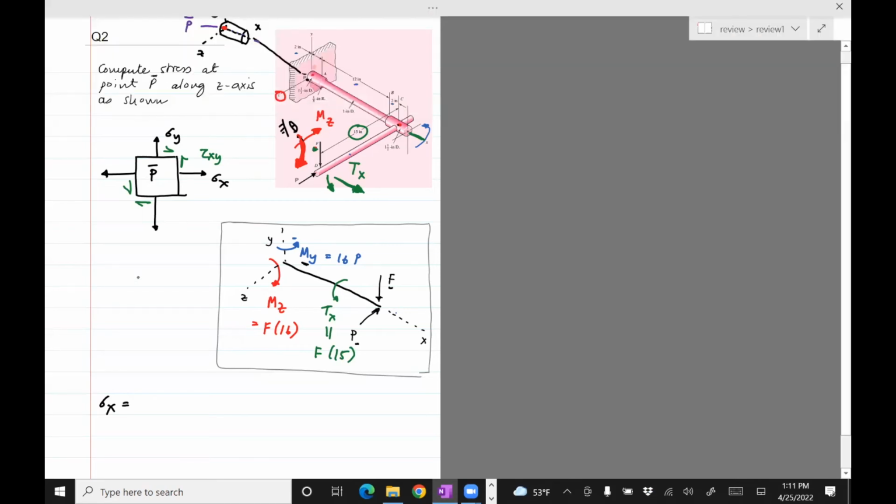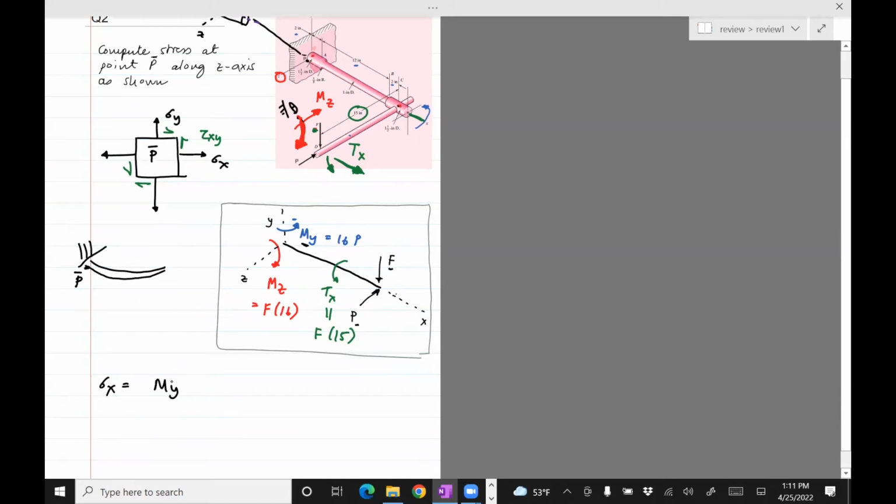So what will My do? Well, My in the top view of this will cause it to bend this way, right? And if this is the shaft, then P is right here. So you can see that it is going to be stressed. So the My does contribute towards the stress.